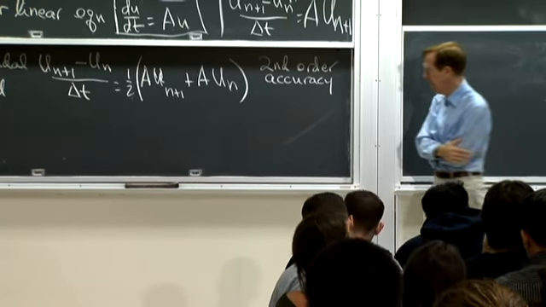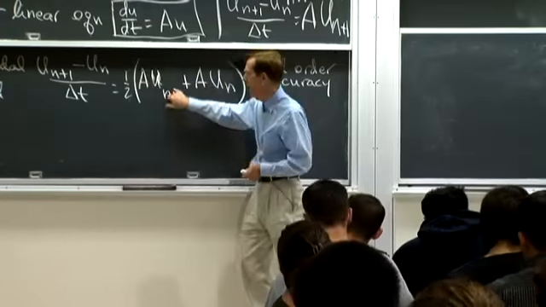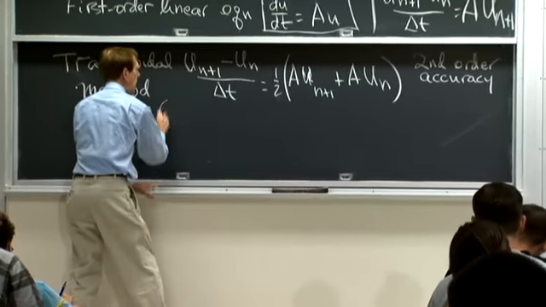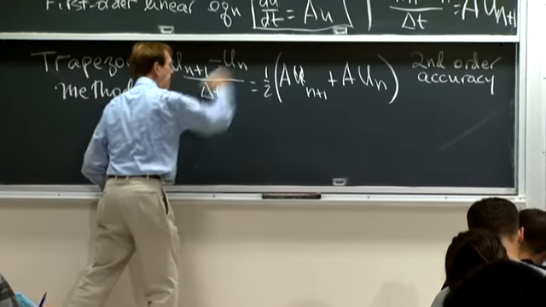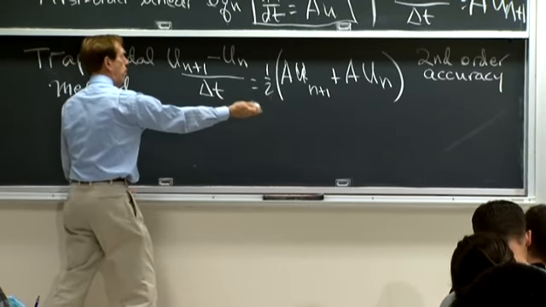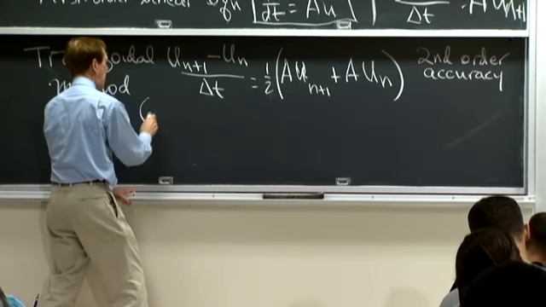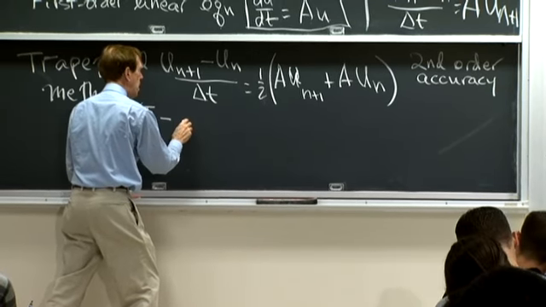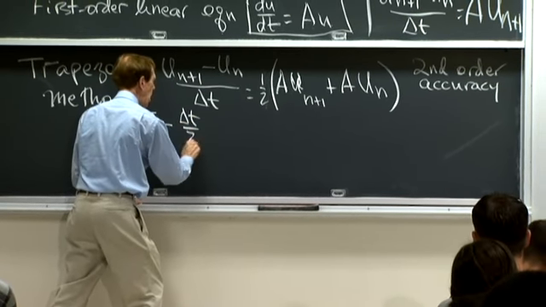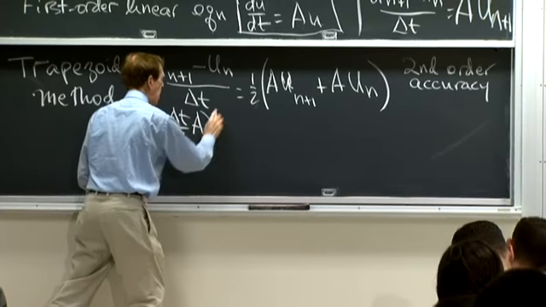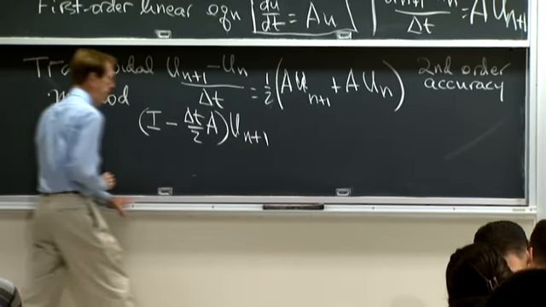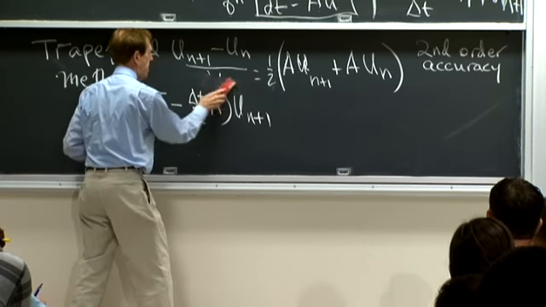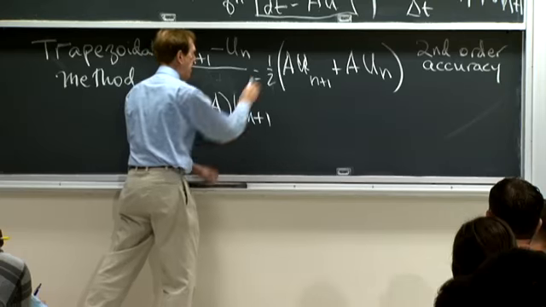Implicit. The u_{n+1} is still appearing here, so it has to move over there. If I move it over, let me multiply up by delta t and bring the u_{n+1} over here. So I'd have u_{n+1} times the identity minus delta t over 2 A. All that's what's multiplying u_{n+1}, right? Let me make it easy for your eyes and multiply up by the delta t.